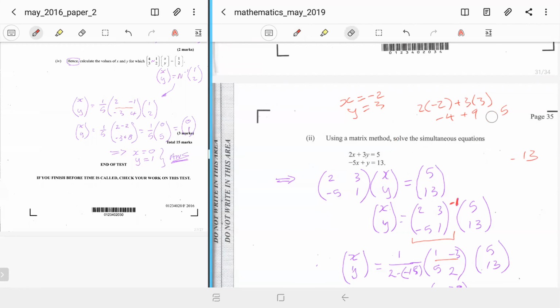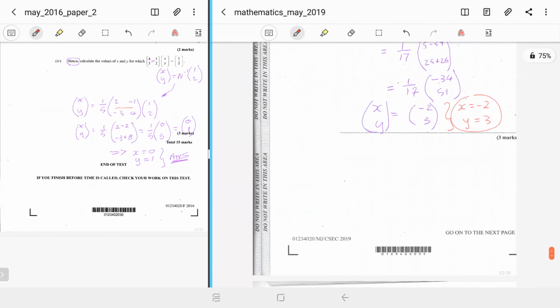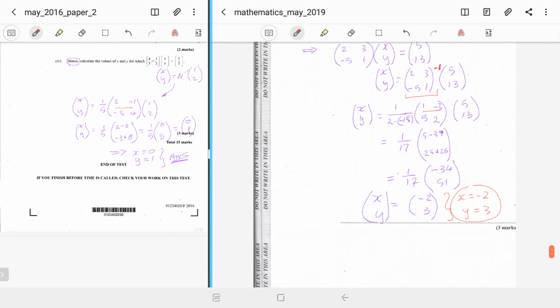So sometimes you can test the answers and see if they're correct. Test these answers in the equation and see if they work out, which they do in this case. So you know the answer is correct. All right, anything else? Nope, that's it. Matrices part done.